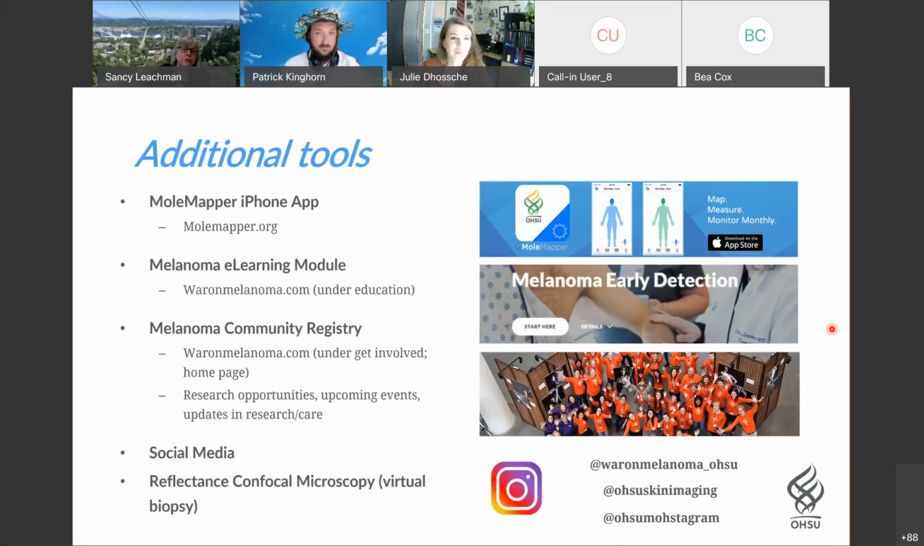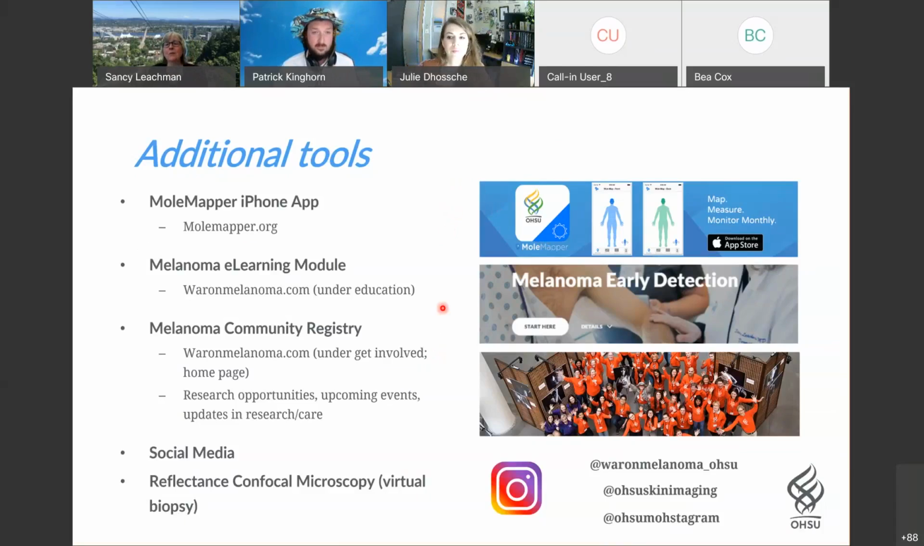We also have other tools, right? We have a mole mapper tracking app, for when you say, well, I can't really follow my moles that well. I can take a picture, but I can't really tell if it's gotten bigger or not. Well, we have a tracking app called Mole Mapper. If you have an iPhone, you can use Mole Mapper to track it. And information about that is on the website too, all of these things.